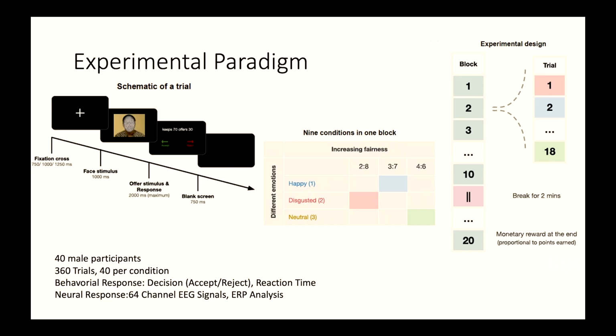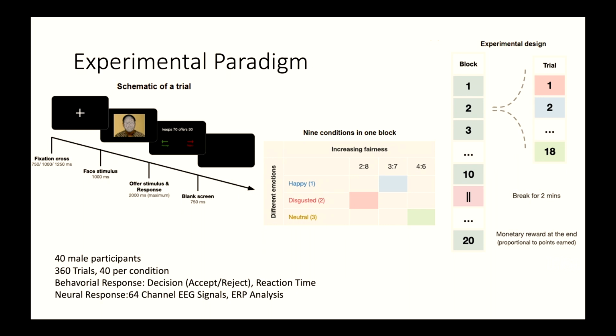In this experiment, we have all these 9 conditions, and there are 20 blocks. In each block, there are 18 trials, 2 belonging to each condition, for example, happy low, happy medium, happy maximum, and 2 such trials each. That is one block. You do 10 blocks, then take a mandatory break for 2 minutes, then do the remaining 10 blocks. For behavior, we probably don't need so much data, but for EEG, the more the merrier.